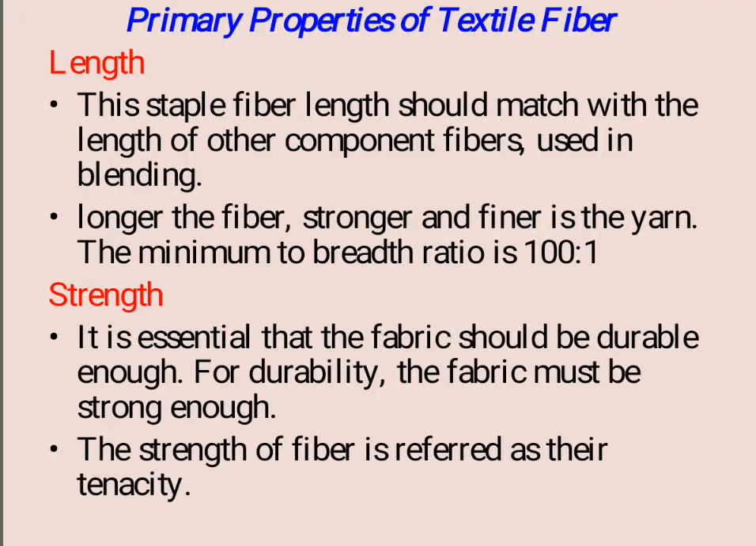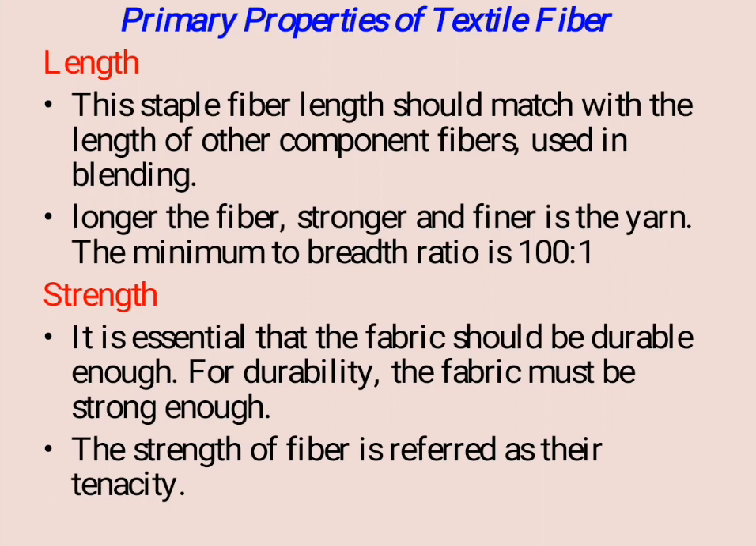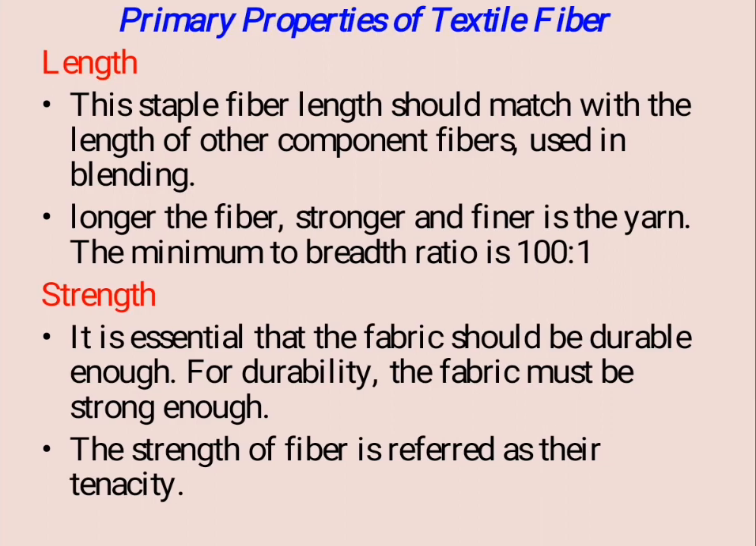Primary properties of textile fiber. The first one is length. The length of fiber is a component of fiber used in the blending process. A long fiber is strong and can be spun fine into yarn. The minimum length to breadth ratio is 100:1. Strength is an essential property of fabric. The durability of fabric must be very strong. The strong fiber is referred to as density.